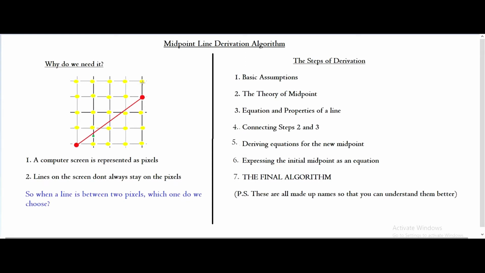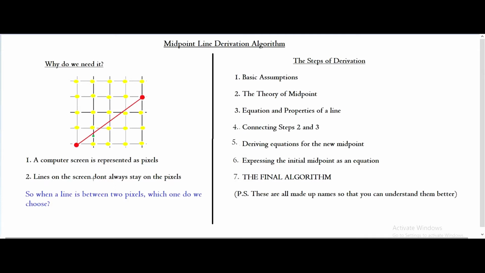Now, the problem is that in many cases, the lines or circles that we draw don't always lie on the pixels. So, for example, take a look at this red line. It starts here at a pixel, and then when we move one unit to the right, it does not connect to a pixel. It actually lies between two of the pixels here. And if we move again one step to the right, it lies again between two yellow pixels. So that is the problem that we're facing.